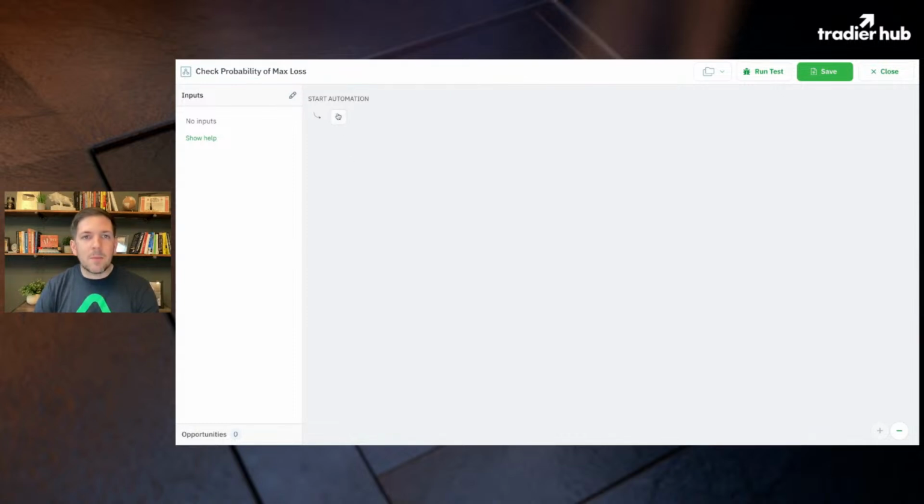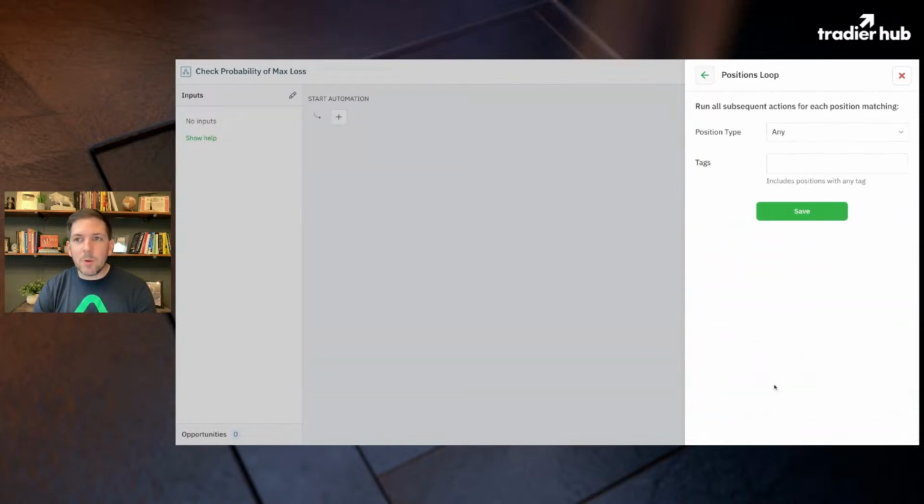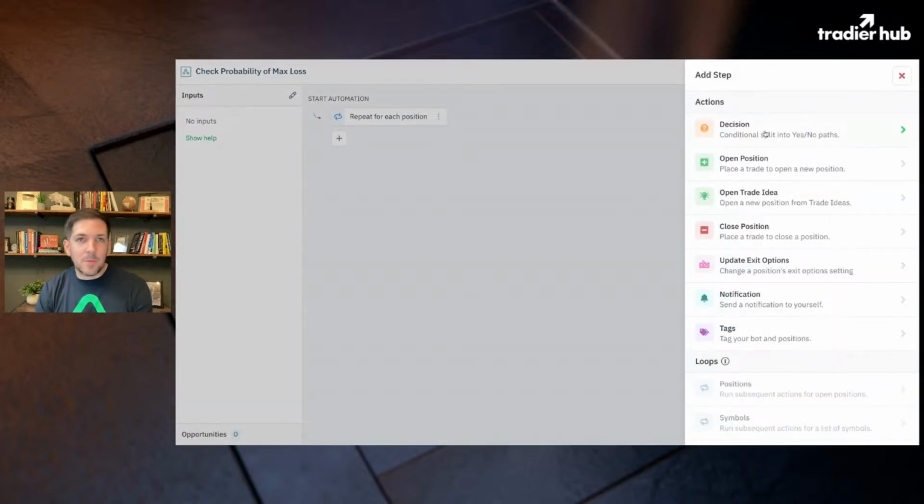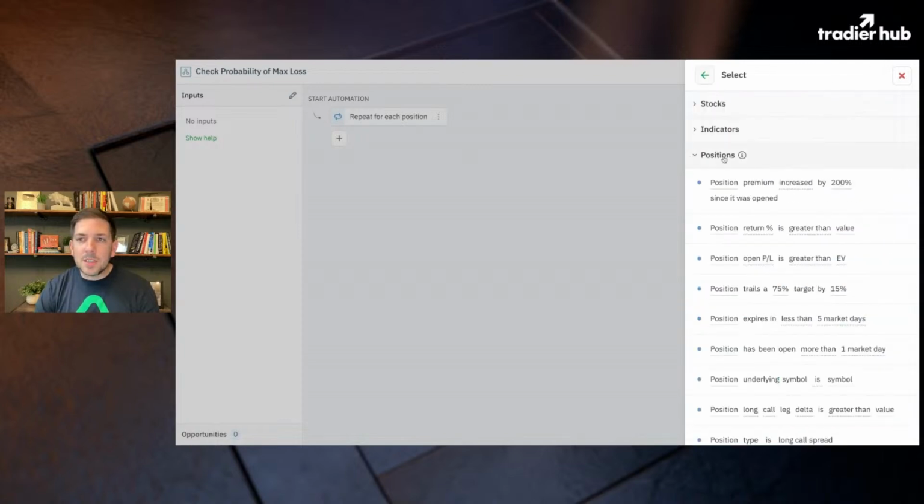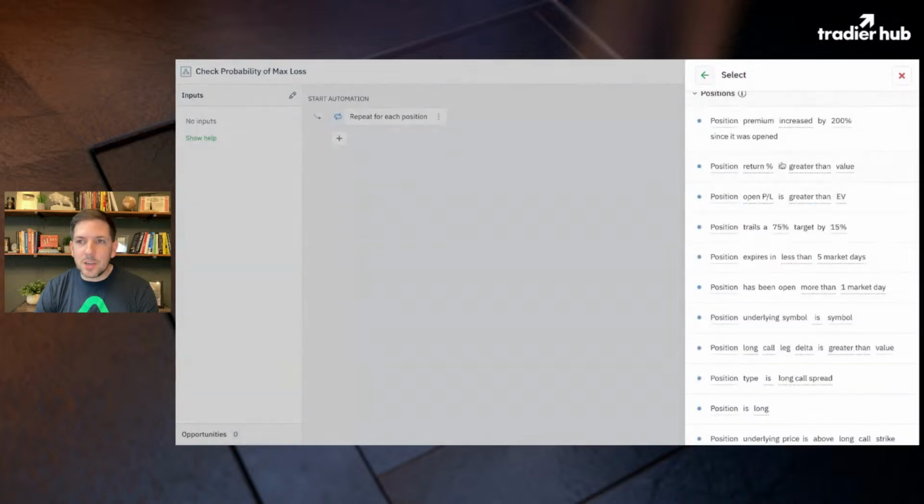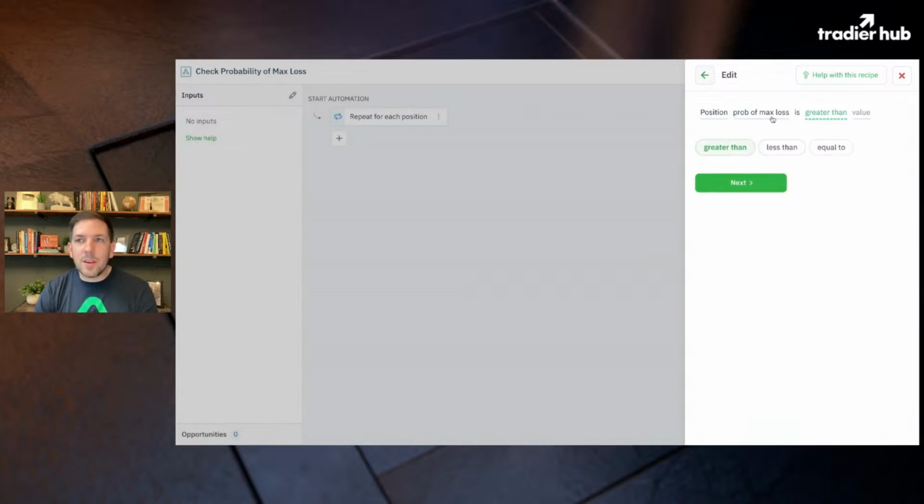How about that? And then what we can do inside of here is we can add this. Once I build this out, you can just add this to any of your automations that you're running or any of your bots that you're running. So I'm going to loop through every position that I have. This is what the automation will do as soon as it starts. I'm going to repeat through each position that my bot has, and I just add this automation to any bots that I have. And I'm going to use decisions to check the position data itself. Notice you can check all sorts of different types of criteria, but I'm going to look at the probability of max loss for every position that my bot has.